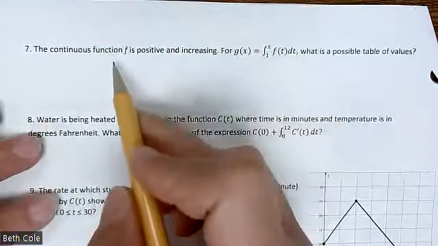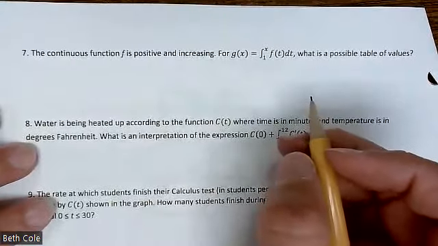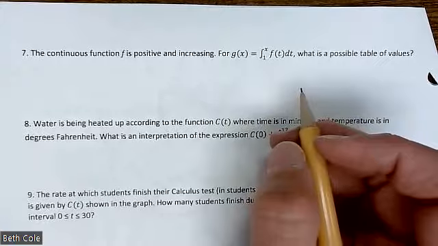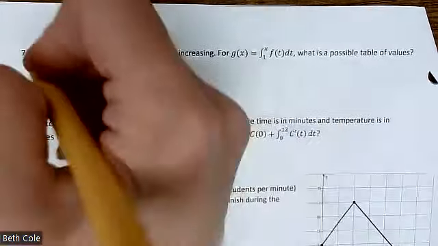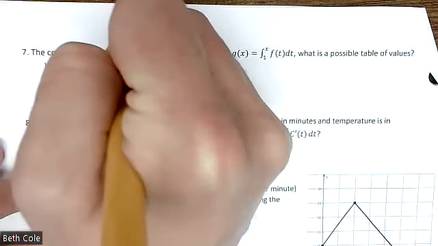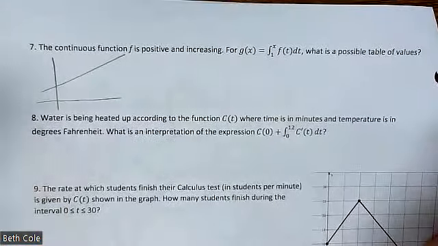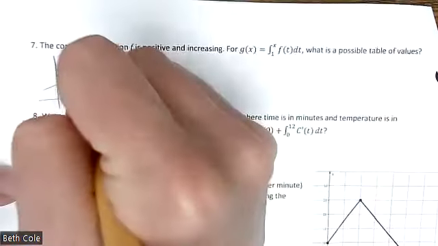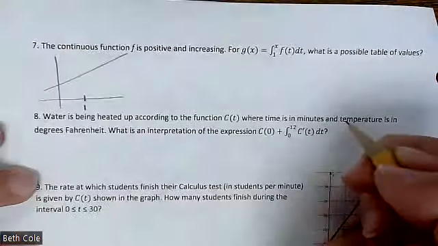So if this is your function, and f is positive and increasing. So what does positive mean? Above sea level. Increasing means going up. So I would just draw a quick graph that is positive and increasing. Where does the accumulation start? 1. So here's 1.